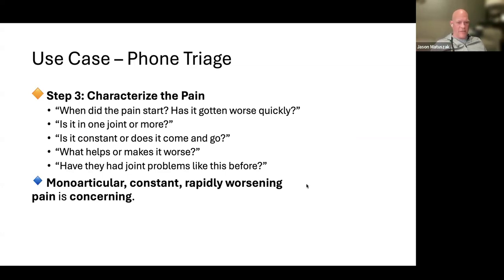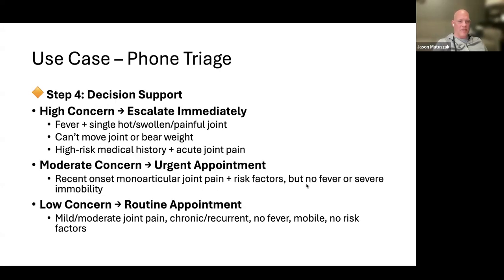If it meets the criteria of being monoarticular, constant, rapidly worsening, monoarticular constant, rapidly worsening pain is concerning. So again, that would be somebody that you would want to bring in, but here's how you do your decision support: high concern, escalate immediately; moderate concern, urgent appointment; low concern, routine appointment.